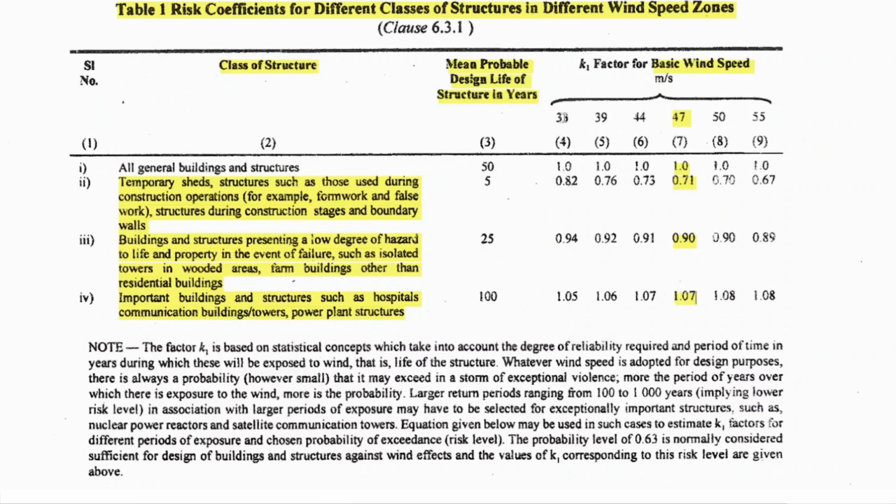1.07. If the basic wind speed changes, like if it is 39, then we're going to take the values for K1 as 1.76, 0.92, 1.06, according to the class of the structure and the design life of the structure. Here it is 55, 25, and 100. So this is how we find the value for the risk coefficient.